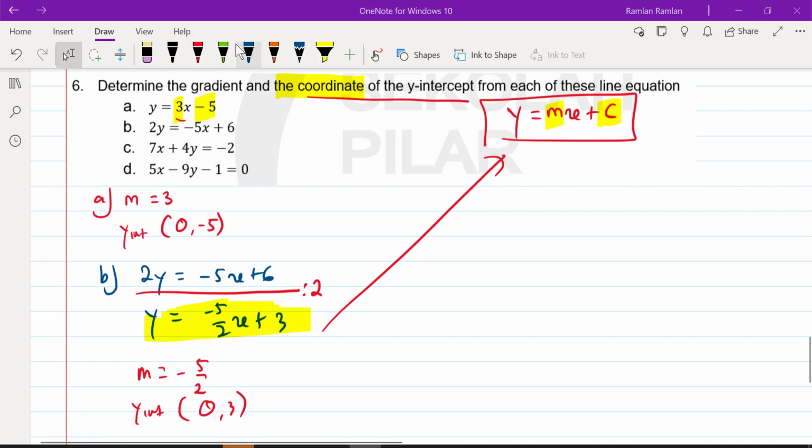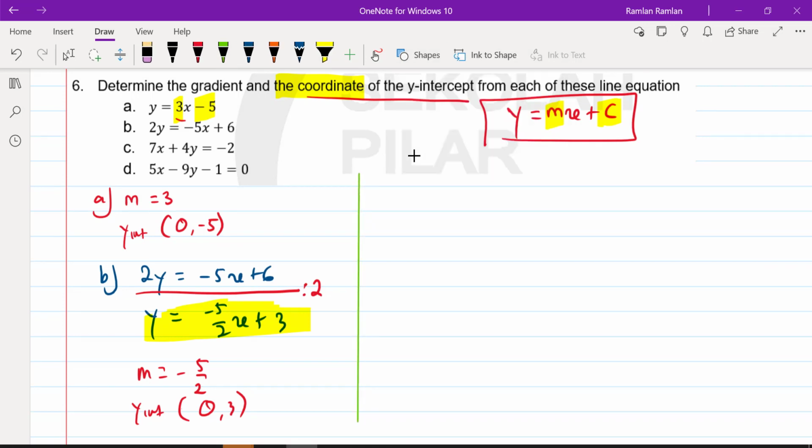Okay, next up, question C. I'm gonna erase this one, guys. Question C and D is actually the same thing again, guys. So the goal is to make the y alone on one side of the equal sign, and the other terms on the other side of the equal sign. So the coefficient of x is going to be the gradient, and the constant will be the y-intercept. That's it. Okay, so let's draw a separator over here.